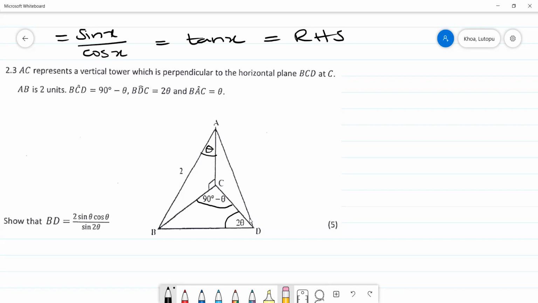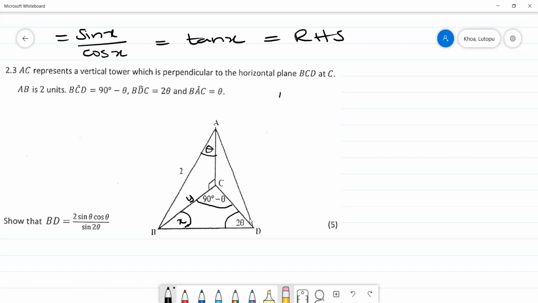Okay, so we're trying to work out BD. What we can do is work out this angle here. We can call it X. If we work out angle X, we'll have all the angles in the triangle. Then this one here, BC, we can work it out. Let me call it Y. If we work out Y, we have all the angles, and then we'll just use the sine rule to work out BD. So first we need to work out Y.